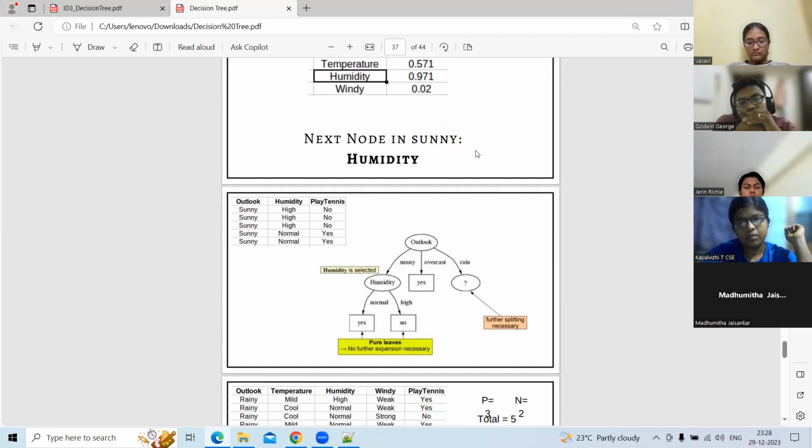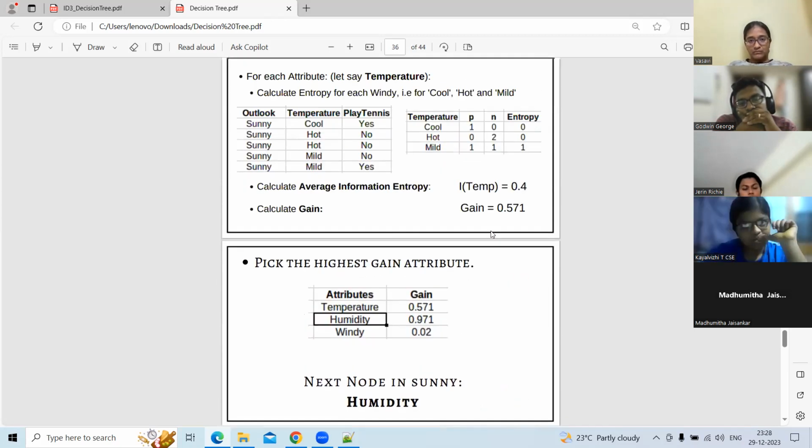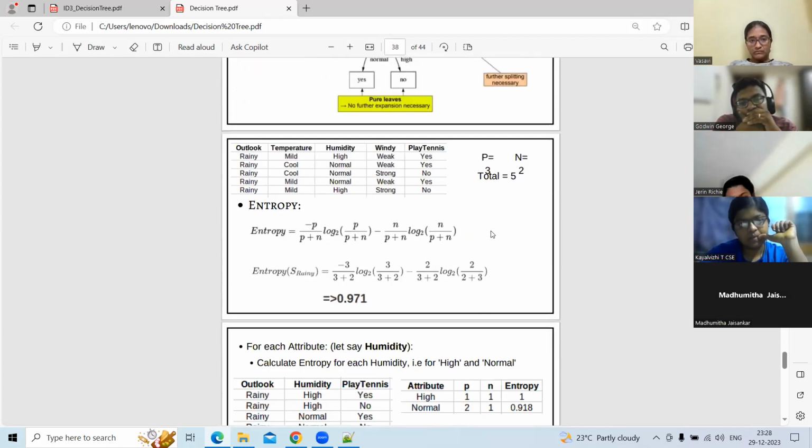Okay. Show me the rainy bit now. Not the calculation, but show me how it works. So where is the rainy bit? Is this rainy? Yeah, go to the rainy bit.